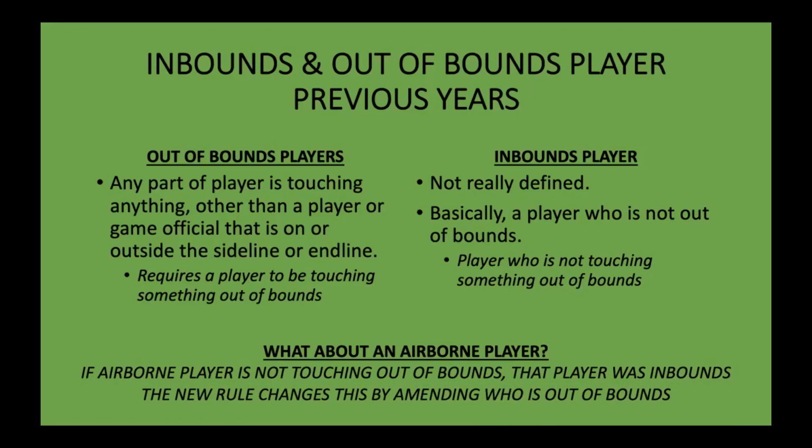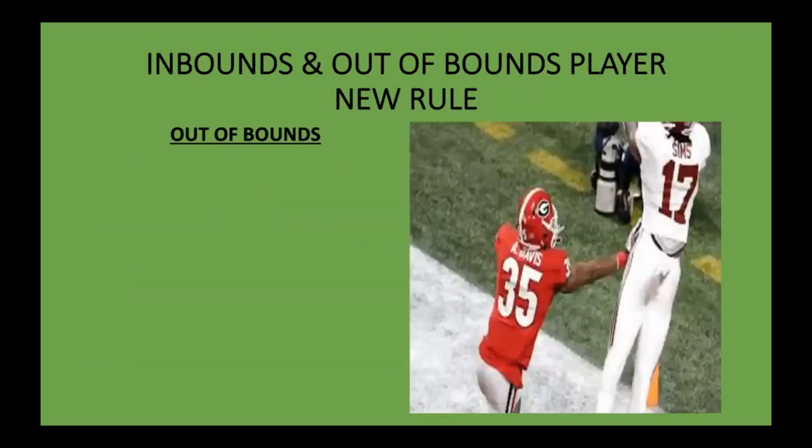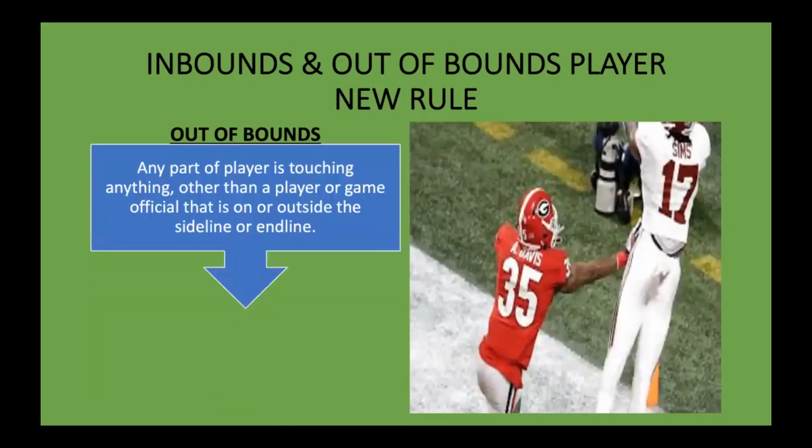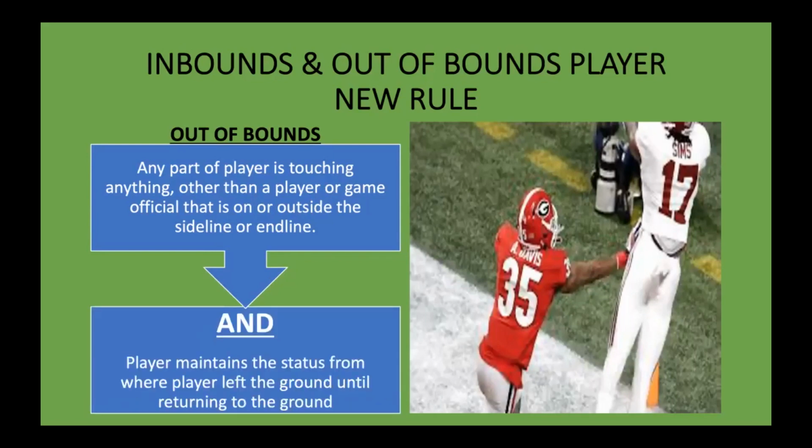The new rule changes this by amending the definition of who is out of bounds. So under the new rule, to be out of bounds, the player still has the first requirement. He's out of bounds if any part of him is touching anything other than a player or game official that is on or outside the sideline or end line. The new part of the rule is that he maintains that status if he goes airborne. So he keeps the status of where he left the ground until he returns to the ground.